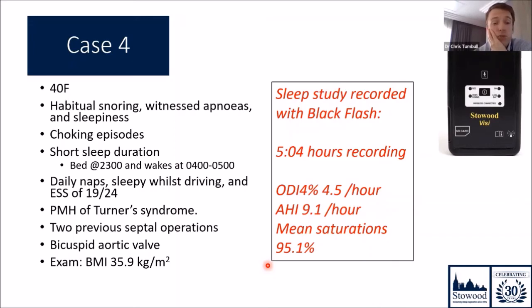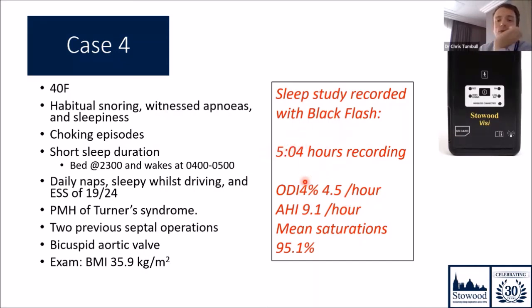She had a short sleep duration, only sleeping for 5 or 6 hours a night, and was sleepy in the daytime. She was napping daily, sleepy whilst driving, and had a really markedly raised Epworth sleepiness score of 19. She's got a past medical history of Turner syndrome and has had cardiac operations in the past. Her latest echo showed a bicuspid aortic valve, but showed good function otherwise. BMI was around 36. So she went on to have a sleep study. It's a fairly short duration on this study, but nevertheless enough for us to get a diagnosis.